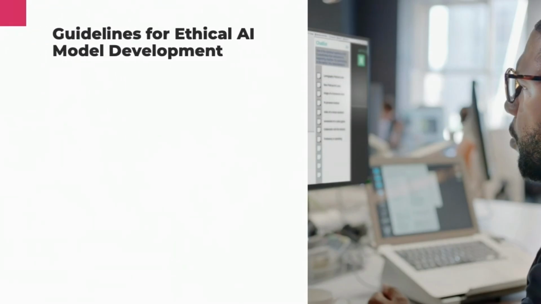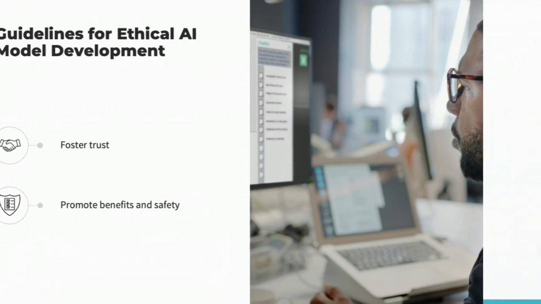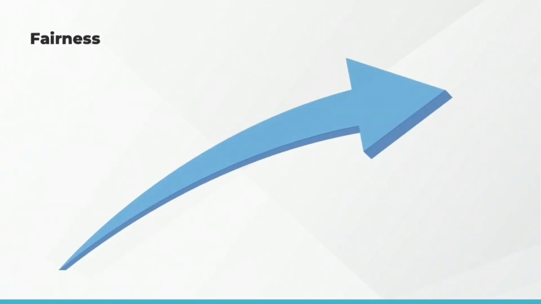This video explores ethical guidelines and best practices for developing AI models that meet ethical and societal expectations. In an era where artificial intelligence, AI, influences so many aspects of our lives, it's crucial that we ensure the ethical development of AI models. Adhering to ethical guidelines and best practices not only fosters trust, but also ensures AI systems are beneficial and safe for society. One of the guiding principles in ethical AI model development is fairness.